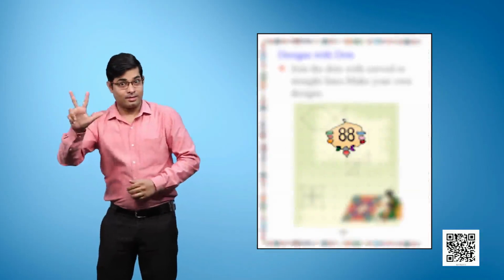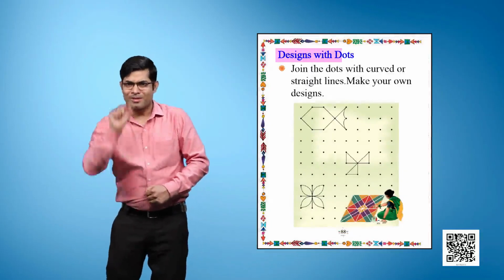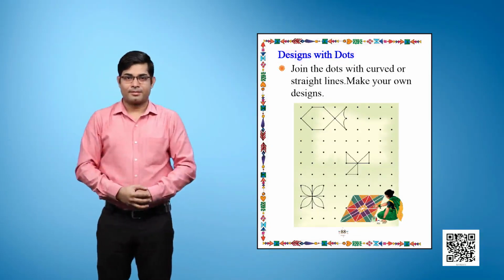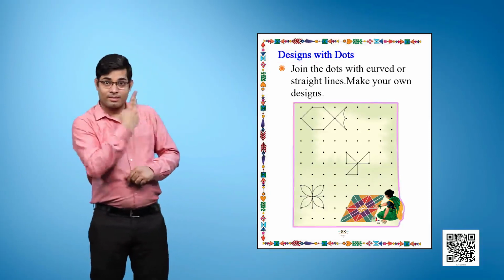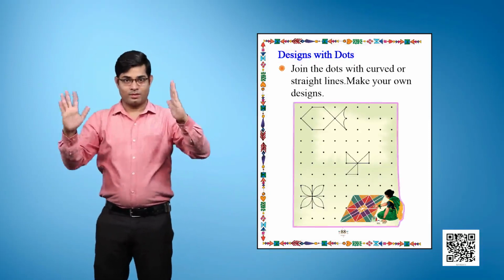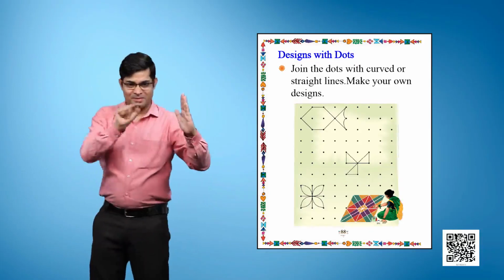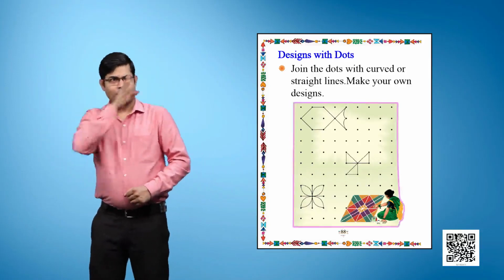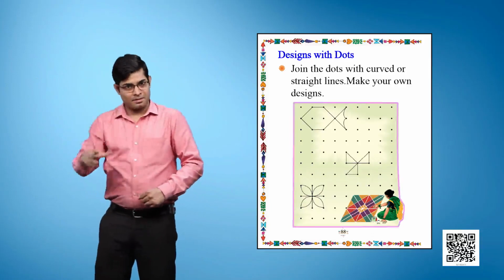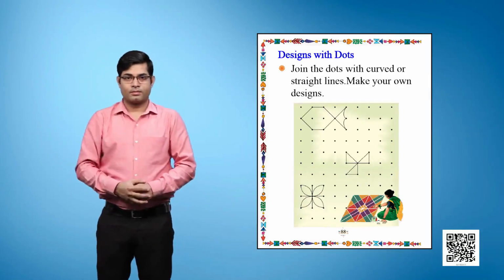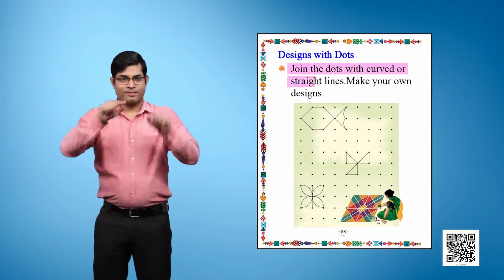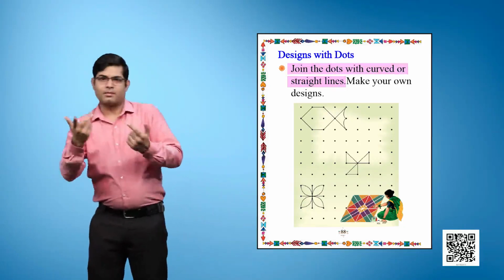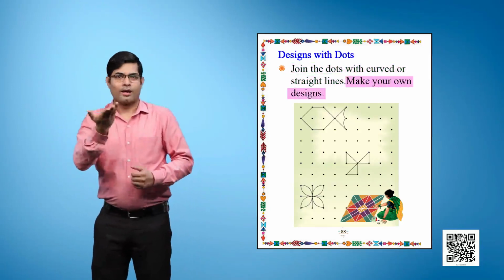Page 88. Designs with dots. This page has a picture of a board covering the whole page, with dots arranged at equal distance in standing and sleeping lines. Instruction: join the dots with curved or straight lines. Make your own designs.